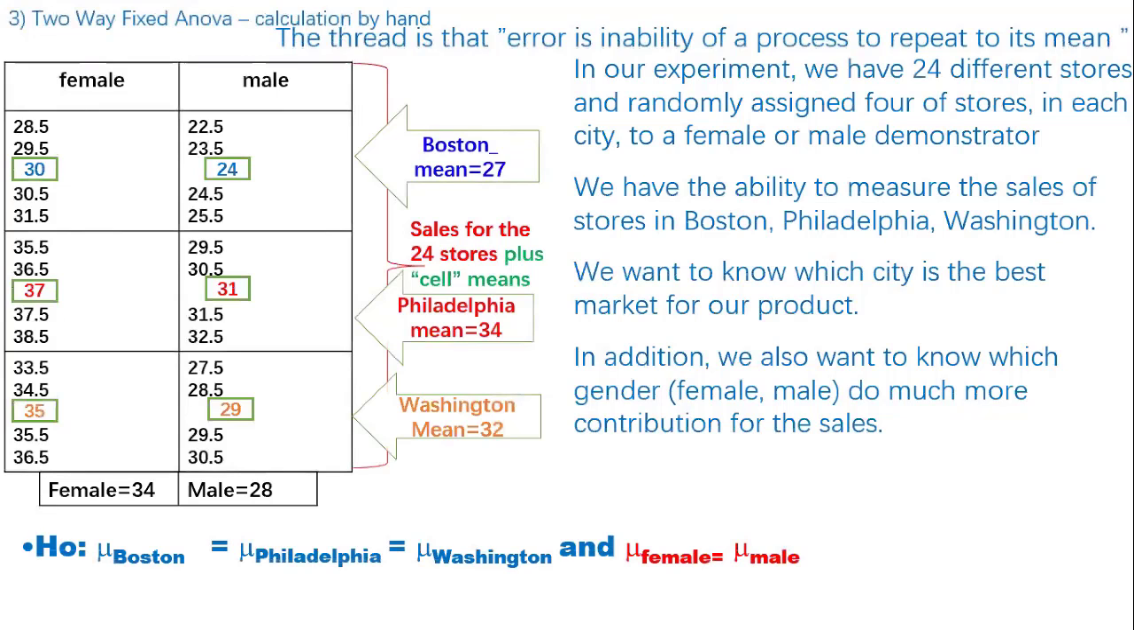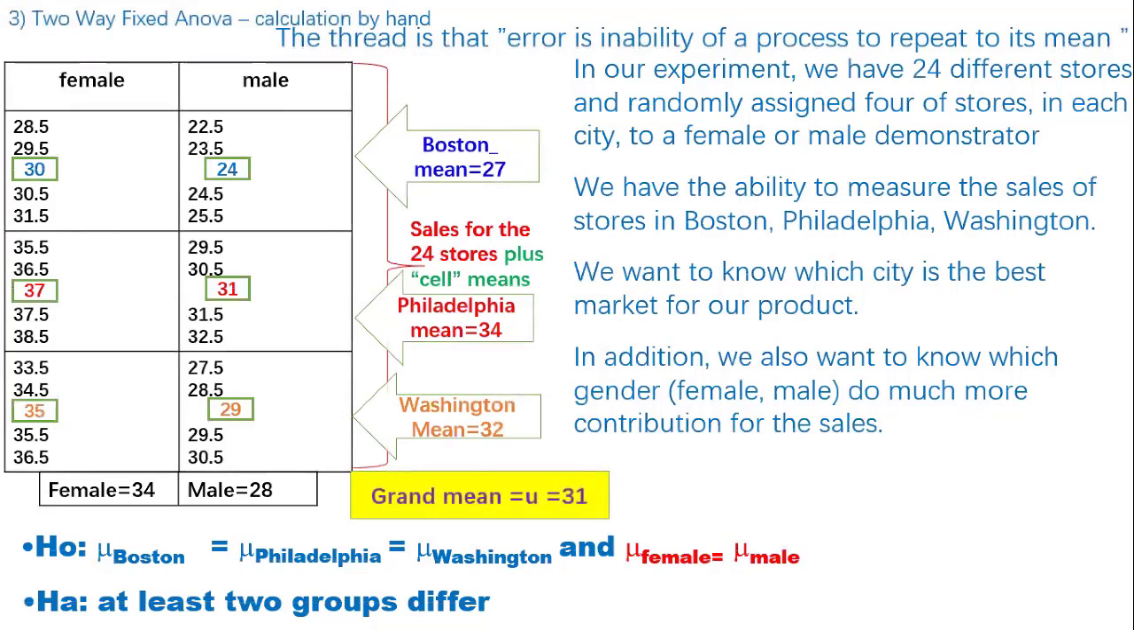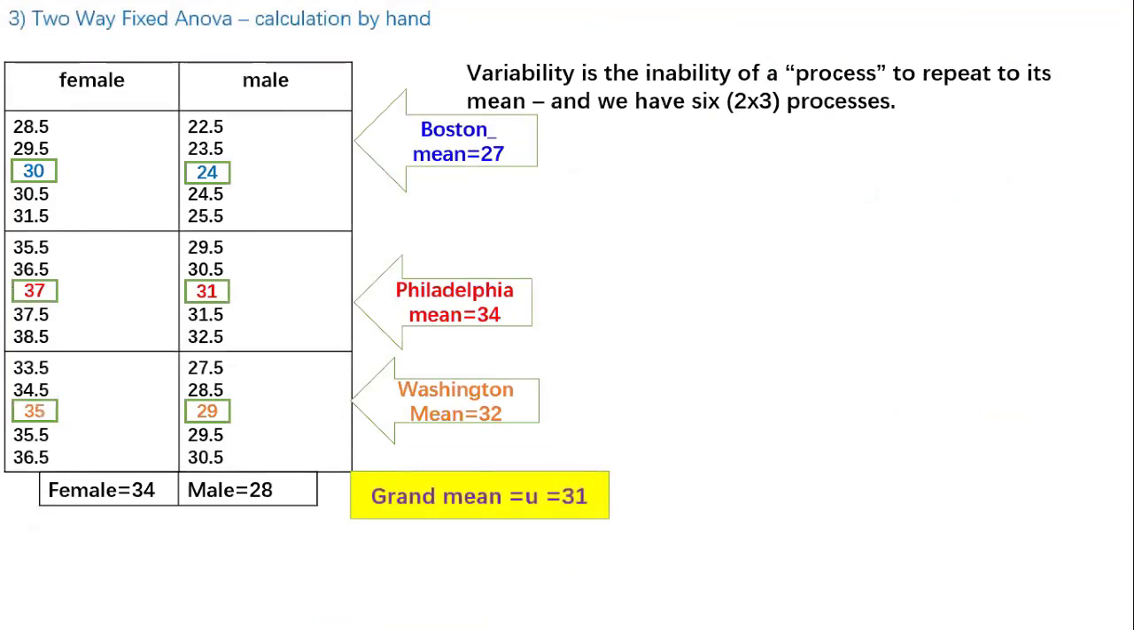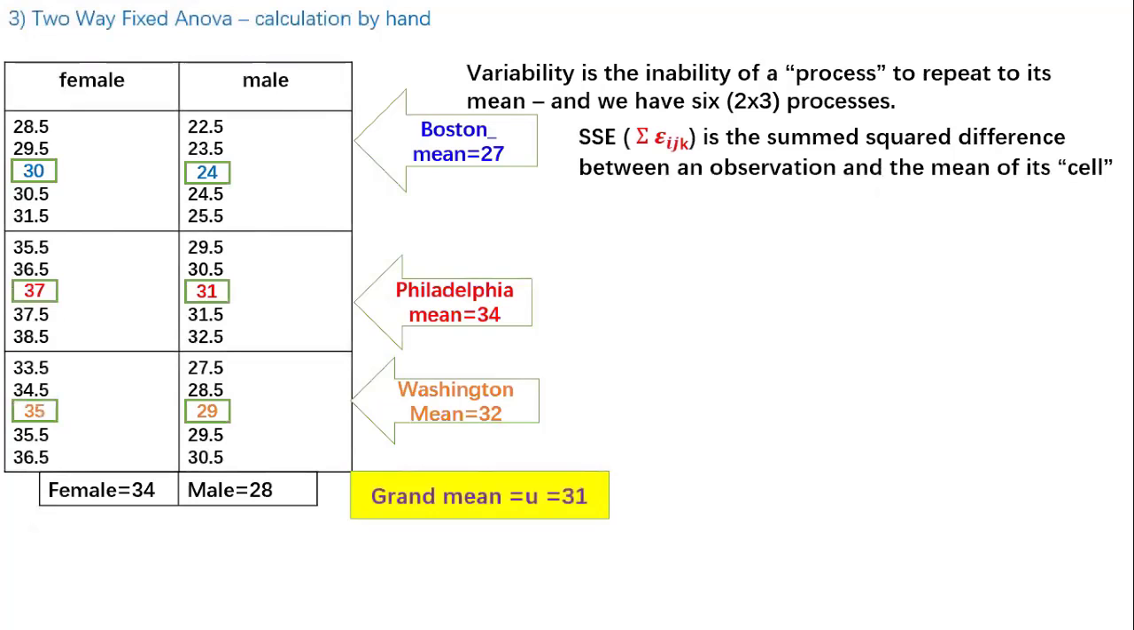And this is also our hypothesis assumption. H0: mean Boston equals mean Philadelphia equals mean Washington, and mean female equals mean male. And this is HA: at least 2 groups differ. Grand mean is 31. So variability is the inability of a process to repeat to its mean, and we have 6 processes. Sum square error is the sum square difference between observation and the mean of each cell.